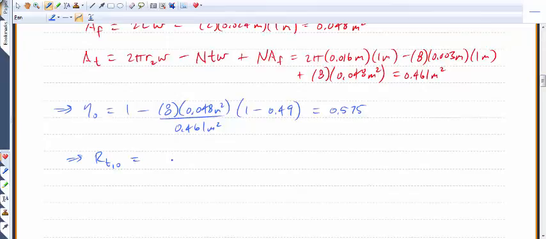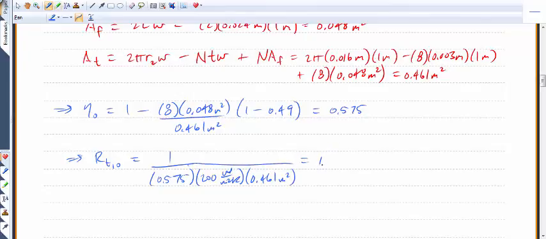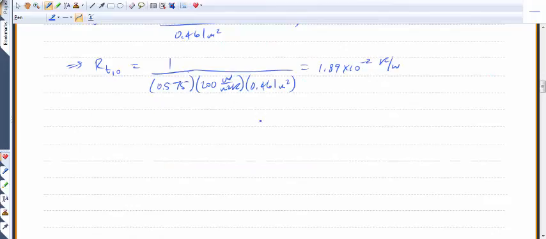our overall array resistance is 1 over eta O, which is 0.575, times HO, which is 200 watts per square meter Kelvin, times our total array area, which is 0.461 square meters, and this ends up being 1.89 times 10 to the minus 2 Kelvin per watt. And so finally we have all our three resistances. We can solve then for the total resistance.